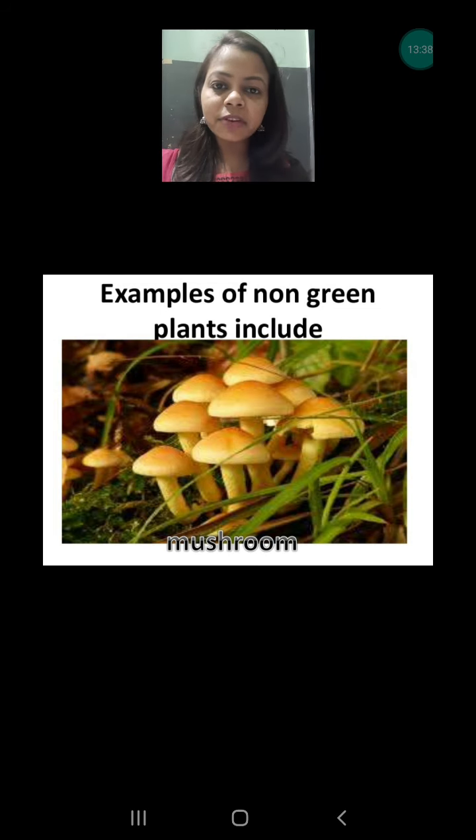They survive because they are getting the nutrients from the soil, from the dead animals and plants. Sometimes a plant is falling and getting mixed into the soil. Sometimes a plant dies and mixes into the soil, and whatever nutrients are released into the soil, those nutrients are absorbed by the mushroom to get the energy. Okay, so this is the example of a non-green plant which is not able to perform photosynthesis.